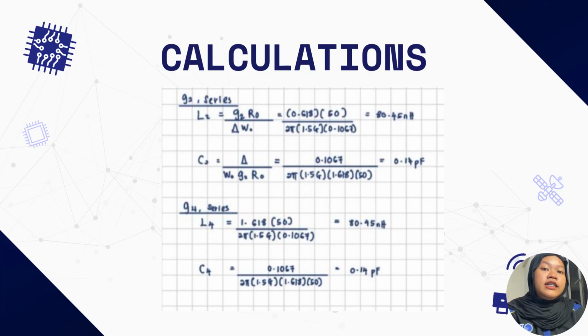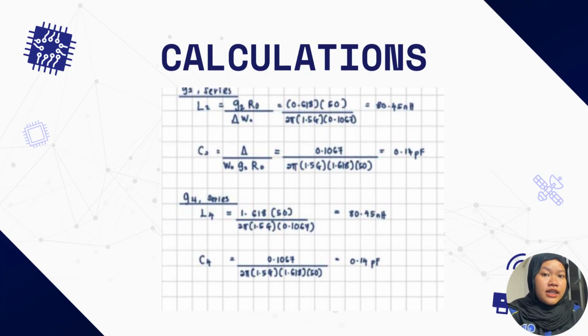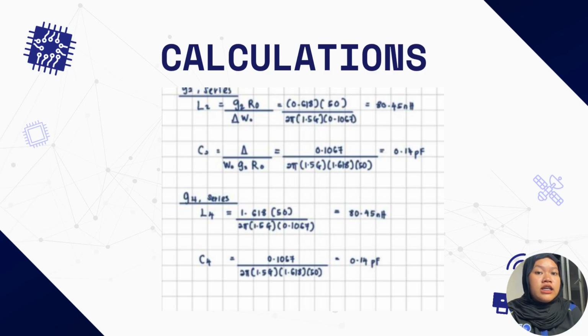So the next is the series elements for G2 and G4, which connect the shunt stages using series connected components. Due to symmetry, both stages use a prototype value of 1.618. This results in an identical series inductance of 80.45 nanoH and a very small series capacitance of 0.14 picofarad. In conclusion, by alternating these 3 shunt and 2 series LC networks, we successfully realized our 1.5 GHz band pass filter.